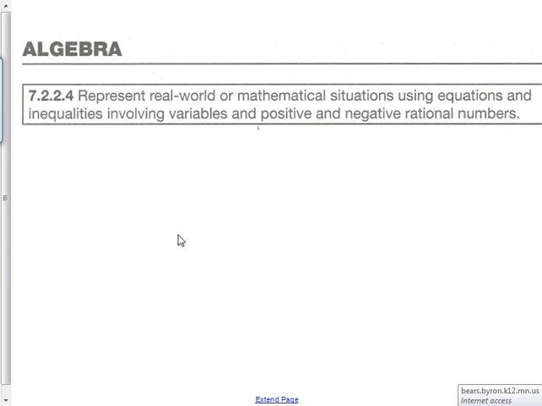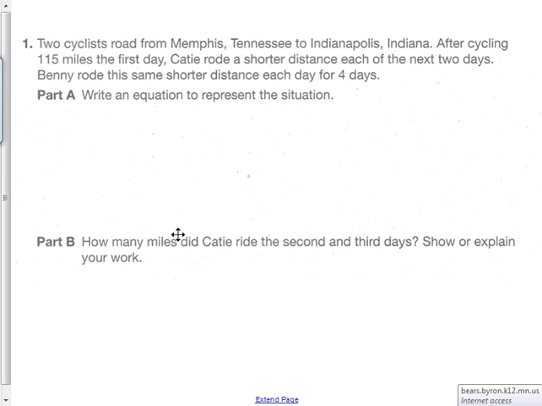In this video, we're going to cover 7224, represent real-world or mathematical situations using equations and inequalities involving variables and positive and negative rational numbers. So positive and negative fractions, just positive and negative numbers, decimals, and we're going to use variables, so letters, and setting up equations or inequalities. So like x is less than 7 could be a possibility. So let's take a look at some examples here.